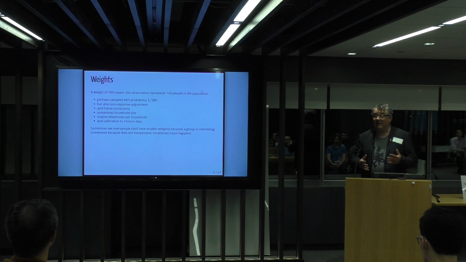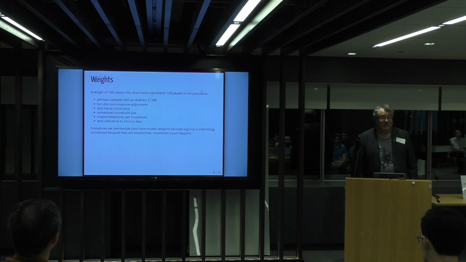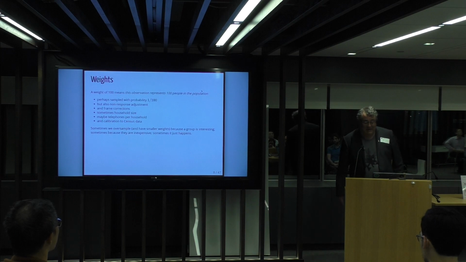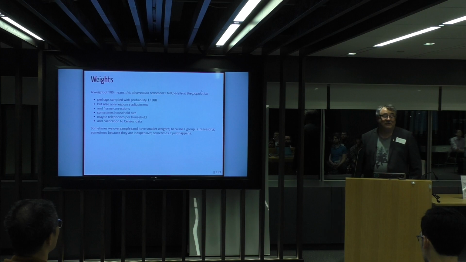And so sometimes we oversample subgroups of people, and so they have smaller weights because they're interesting. So for example, a lot of the health studies oversample racial and ethnic minority groups because they're important and you wouldn't learn enough about them if you just sample people at random. Sometimes you oversample because the group is inexpensive. So people working for big companies get oversampled in business surveys because it's easy to make IBM or Google or whatever fill in a survey.